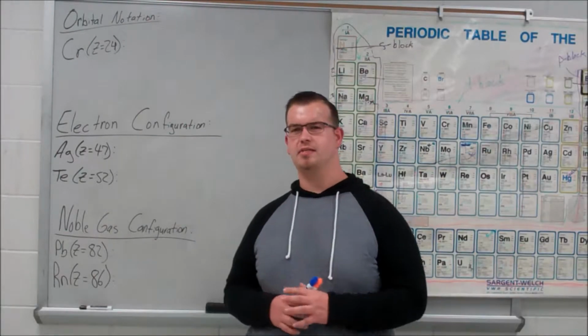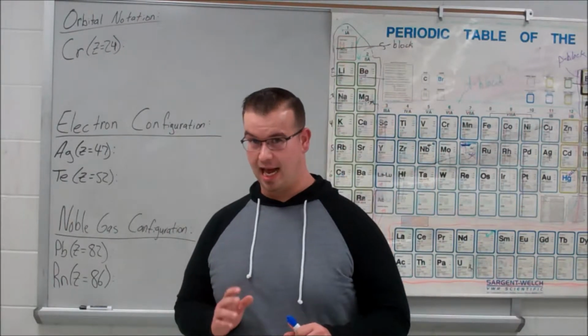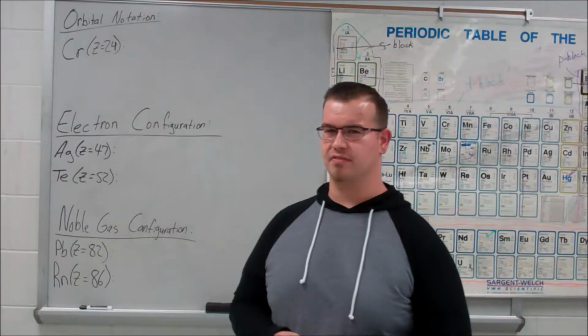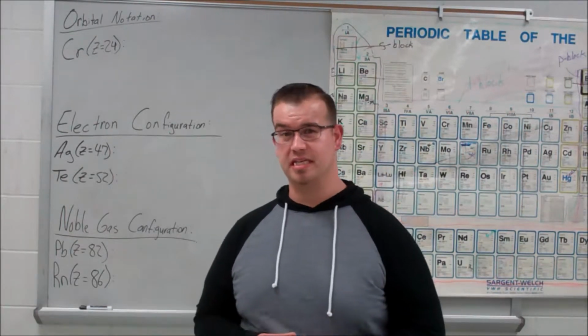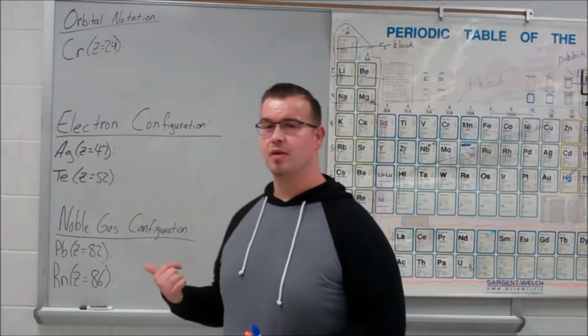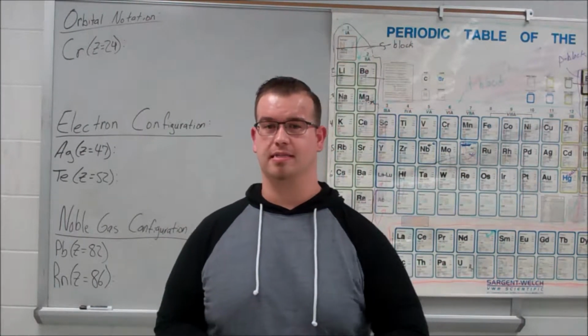So I know you guys may be struggling just a little bit with distinguishing the three types of electron configurations, the orbital notation, and noble gas configuration, and being able to distinguish between the three. So I'm going to work out a couple problems here. Write this down, work through it, make sure you're understanding the process.